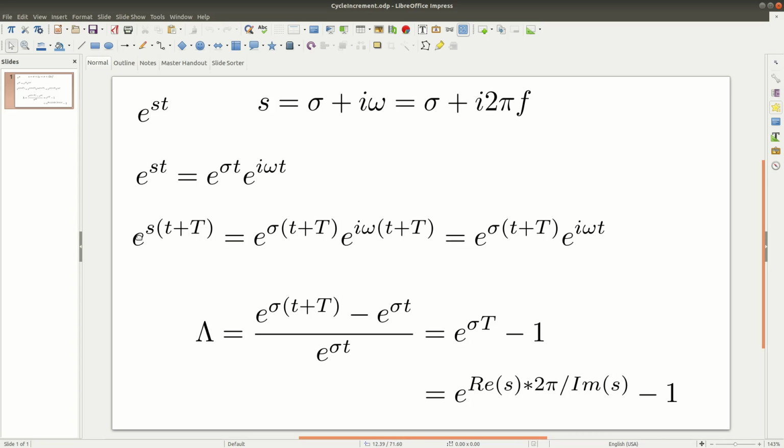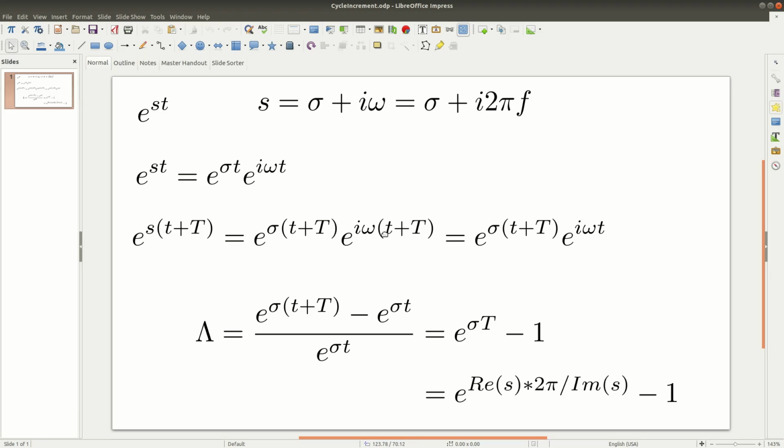Now, if we look at what's happening after one period of your eigenmode, we look at exponential s(t plus capital T), one period. Again, we decompose between the sigma and i omega terms, and this exponential of i omega (t plus one period). So this term is exactly the same as at time t, because by definition, this is periodic of period T.